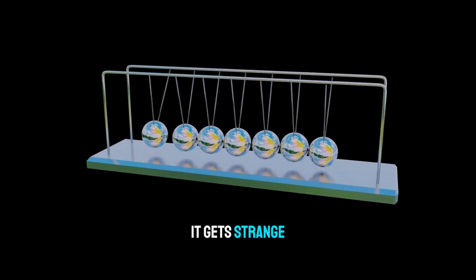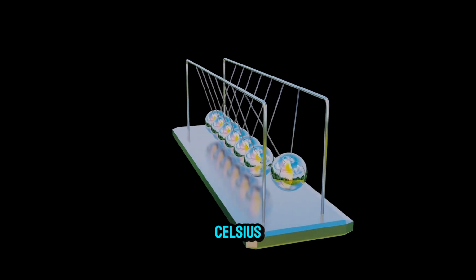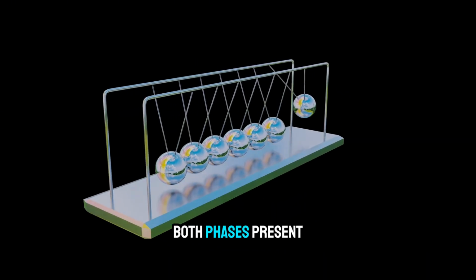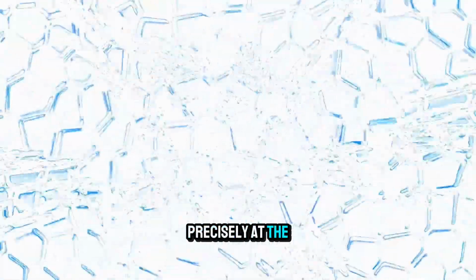And here's where it gets strange. At the moment of freezing, at exactly 0 degrees Celsius, liquid water and ice can coexist. You can have both phases present simultaneously. They're in equilibrium. The energy to freeze one more molecule equals the energy to melt one. Add heat, some ice melts. Remove heat, some water freezes. The system balances precisely at the phase boundary.